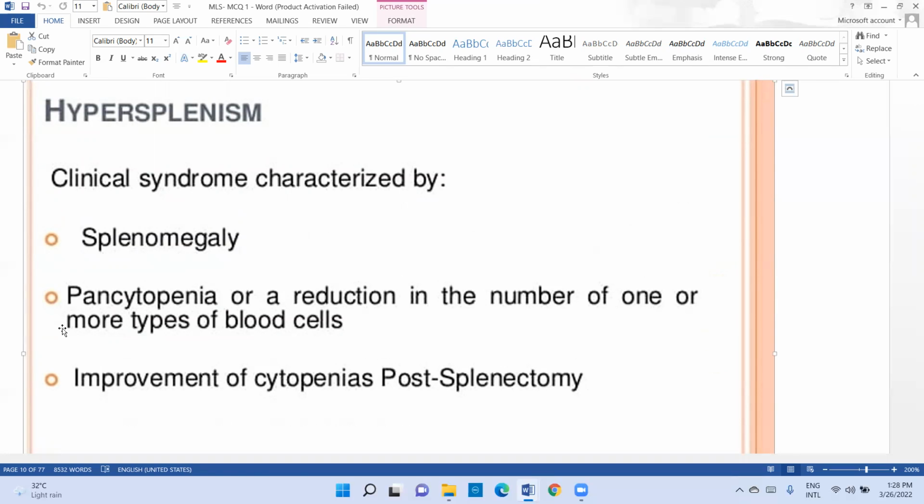Hypersplenism is a clinical condition. Pancytopenia, splenomegaly. Splenomegaly means enlargement of the spleen. When any organ is abnormally enlarged, that is called megaly. Hepatomegaly means enlargement of the liver.